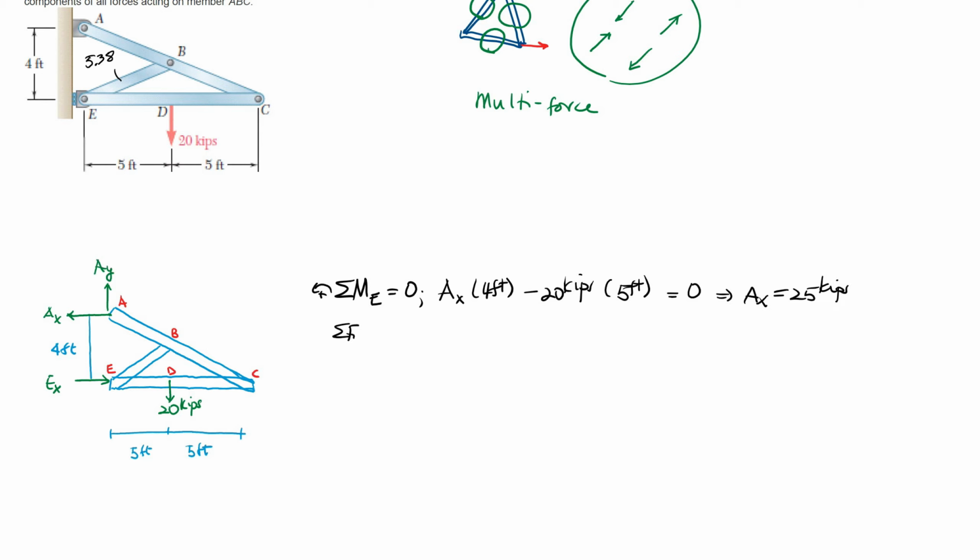Summing forces in the Y direction, and I'm showing that Y is going up as I always do, nothing new. AY is equal to 20 kips, and that's the only other vertical force showing up over there.